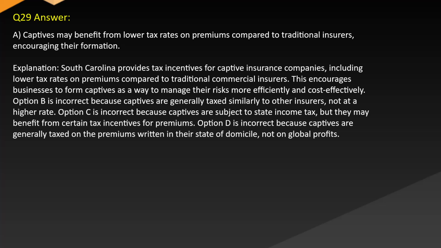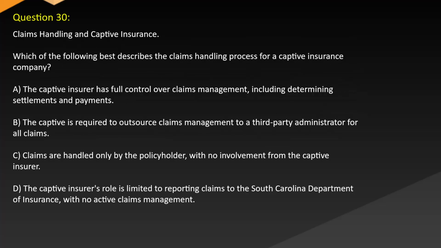Option B is incorrect because captives are generally taxed similarly to other insurers, not at a higher rate. Option C is incorrect because captives are subject to state income tax, but they may benefit from certain tax incentives for premiums. Option D is incorrect because captives are generally taxed on the premiums written in their state of domicile, not on global profits. Question 30. Claims handling and captive insurance.